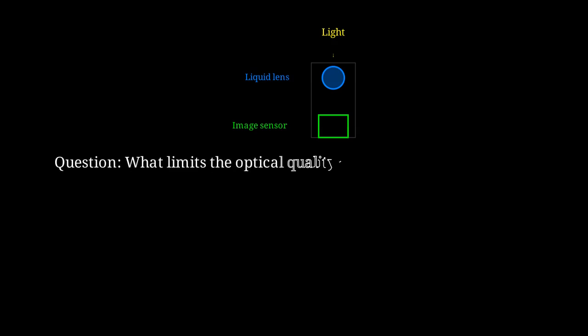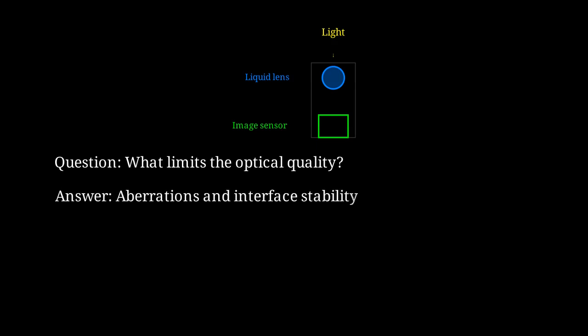An important question: what factors limit the optical quality and resolution of droplet lenses compared to solid glass optics? The answer involves spherical aberration, since simple droplets are spherical, not aspherical. Interface vibrations and temperature sensitivity also affect image quality.